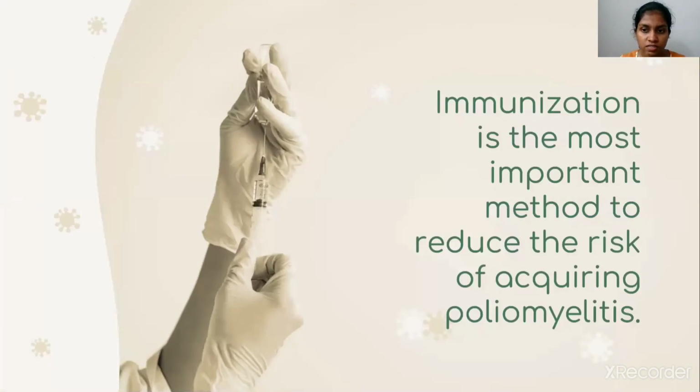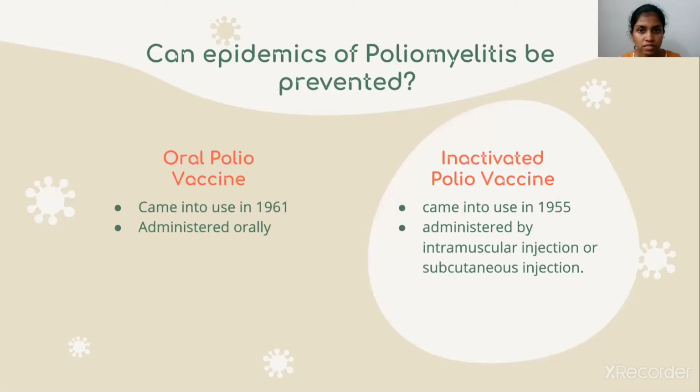Immunization is the most important method to reduce the risk of acquiring poliomyelitis, and these epidemics can be prevented by use of vaccines which are available. The two vaccines used are oral polio vaccine and inactivated polio vaccine. Oral polio vaccine, or OPV, came into use in 1961 and is administered orally, and inactivated polio vaccine came into use in 1955 and is administered through injection.